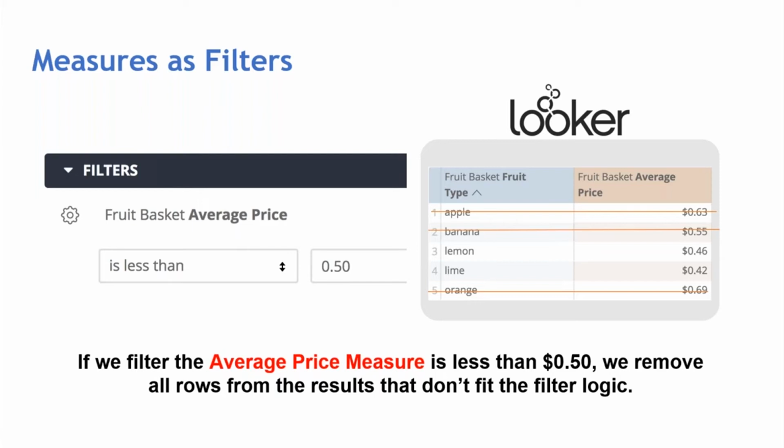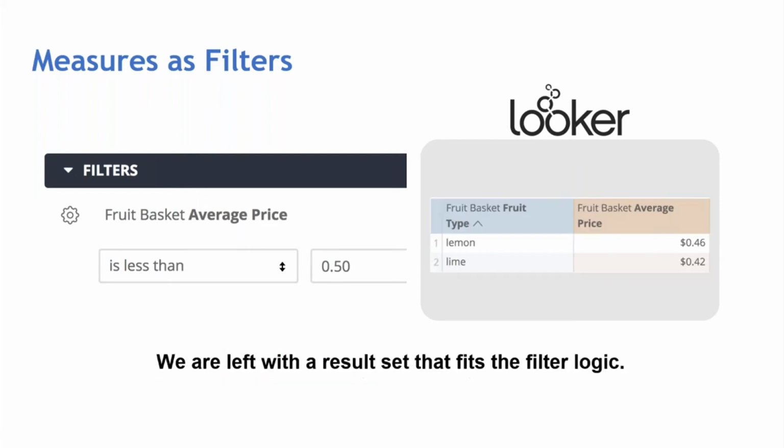So if we filter the average price measure to less than 0.50, we remove all the rows from the results that don't satisfy the filter logic. Any records which are not satisfying the filter condition will be removed, and those which are satisfying will be displayed in the dashboard. So lime and lemon are the ones whose average price is less than 0.50. Those two are displayed in the dashboard.